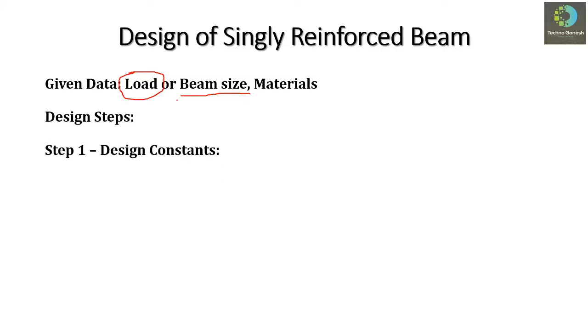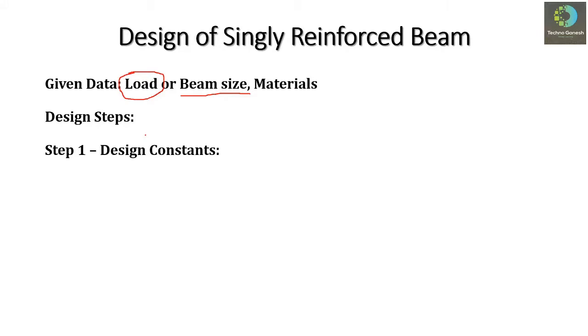Step number one is to find out the design constants. Here the design constants are nothing but, based on whatever data we have been provided, the standard formulas that we have used previously or derived previously. The same values we have to consider in the design process. So that is nothing but the design constants.